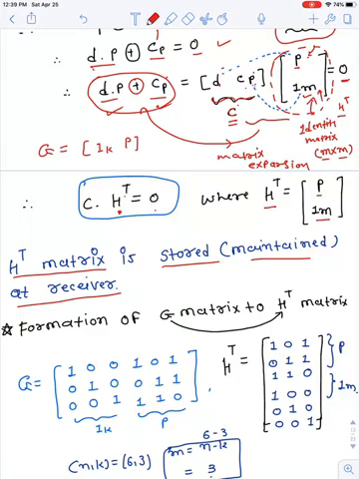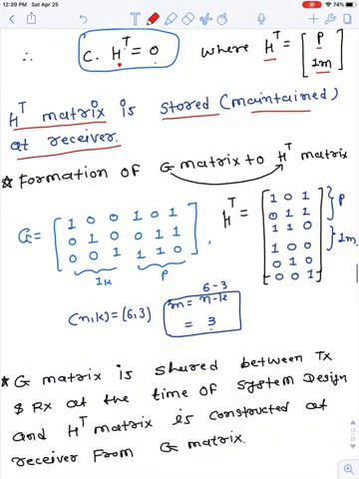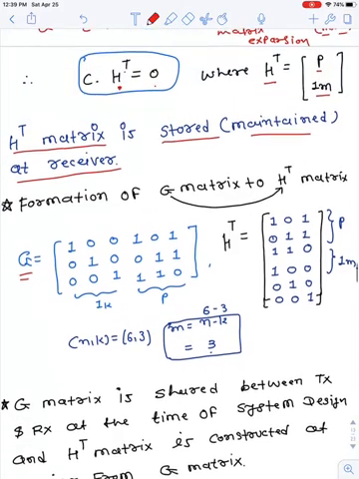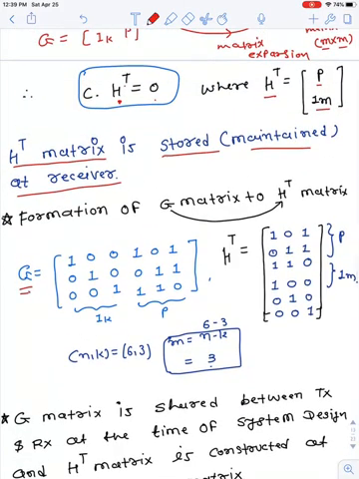And how is this matrix produced? Basically this matrix is produced from a G matrix. If the transmitter shares this information of the G matrix with the receiver, then the receiver can take the G matrix as an input or store it in memory, and after some processing the HT matrix will be produced. This HT matrix is a very useful matrix for the decoding process.